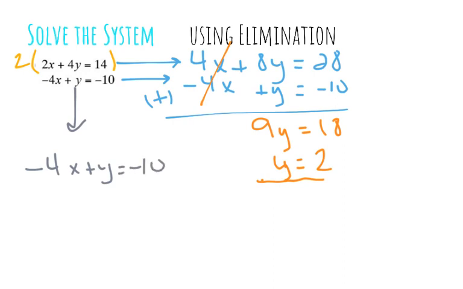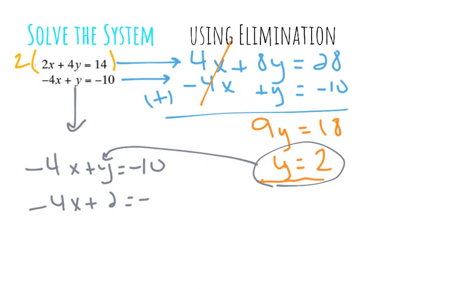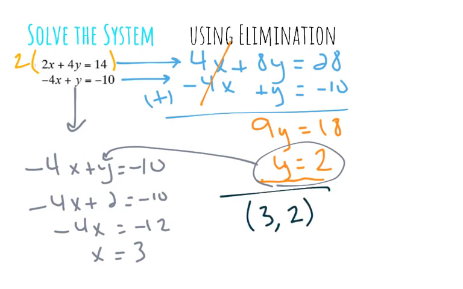But we just solved that y equals 2, so I'm going to take that and plug it in for y. So negative 4x plus 2 equals negative 10. Negative 4x equals negative 12, just doing some algebra, and then I'm going to get x equals 3. So the solution to my system of equations is going to be a point, and it's going to be at the point (3, 2).